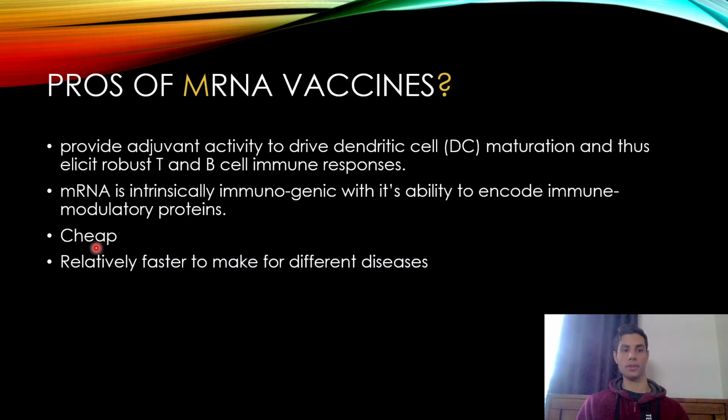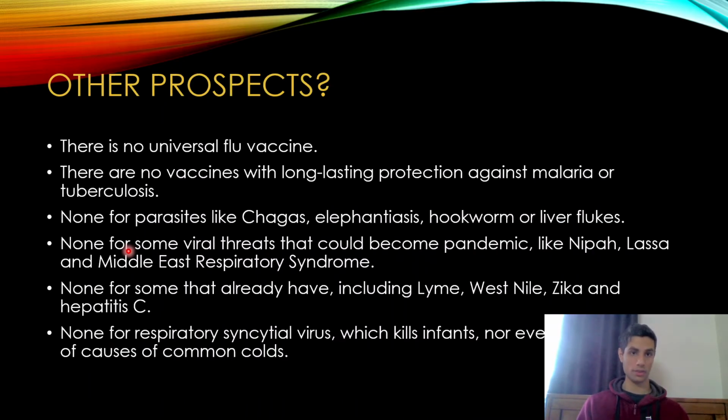Also, a third pro, and one of the main ones, is that it's actually cheap. And that's really important, especially since a lot of developing countries are the ones that get hit the hardest during any pandemic overall. They're also relatively faster to make for different diseases, and that's going to come in handy for a lot of diseases, especially cancers, which have very differing antigens, as we're going to see in future slides here.